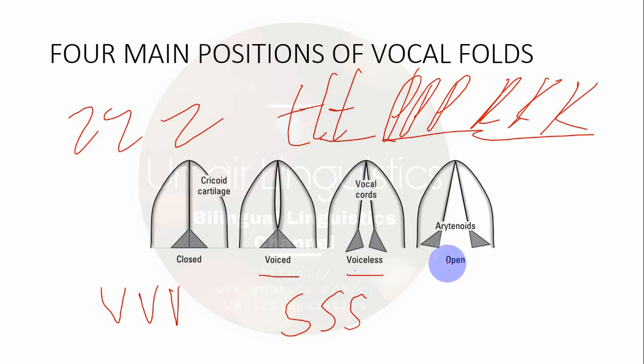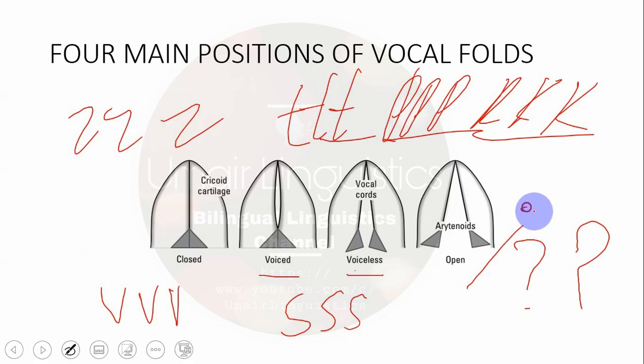Sometimes if the vocal folds are completely open, or more open, in such a position we produce some sounds like this, which is known as a glottal stop. So these are some positions. In this position we hold the vocal folds tight but a little bit separated apart, and such glottal stop sounds are produced in this position.